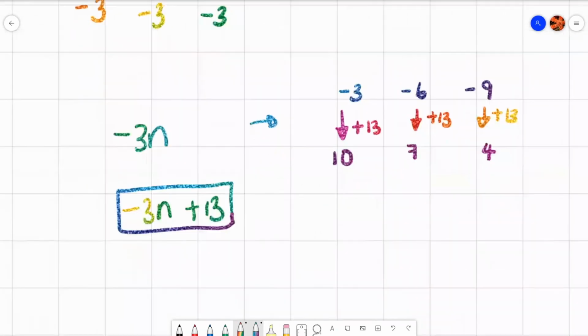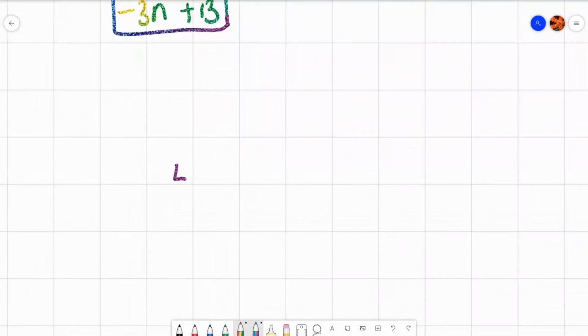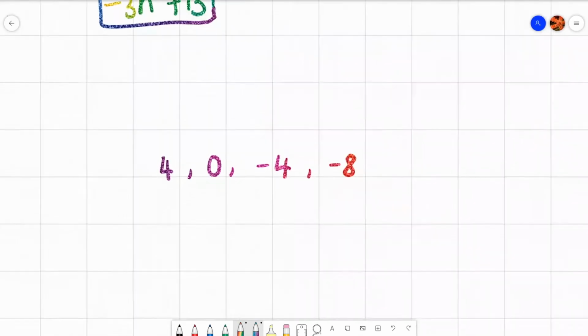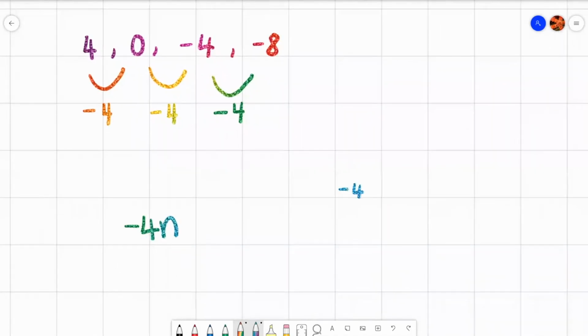Let's look at another one like this then. Let's have a look at this one. 4, 0, minus 4, and minus 8. Okay, how do you get from 4 to 0? I subtract 4. 0 to minus 4, subtract 4. Minus 4 to minus 8, subtract 4. So it's the minus 4n times table. Is that the minus 4 times table? Let's have a look. Minus 4, minus 8, and minus 12. But my numbers are 4, 0, minus 4.